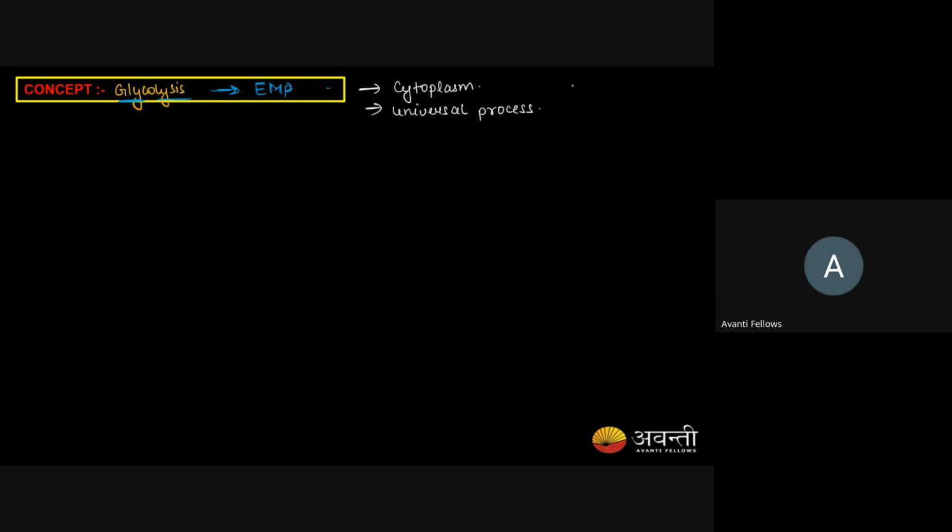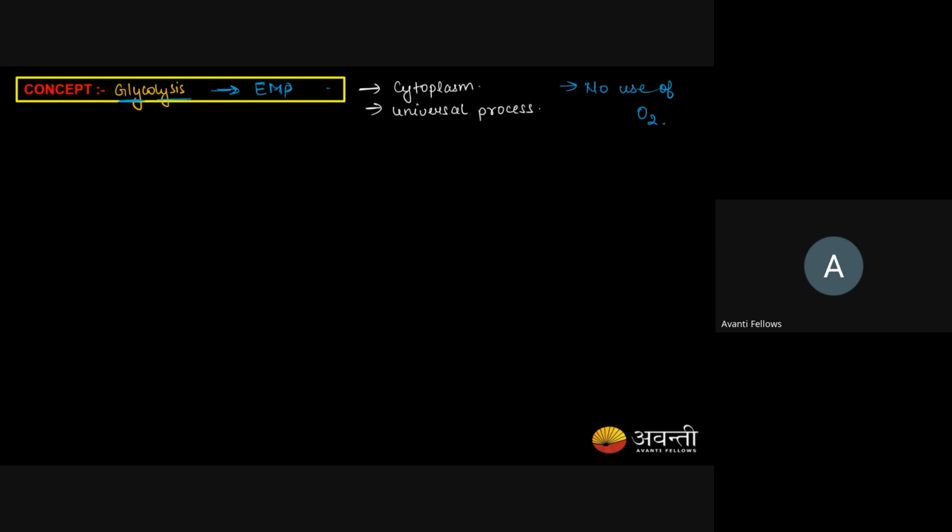There will be no use of glucose. If there is no use of glucose, then there will be no anaerobic or aerobic type of organism. In anaerobic also, glycolysis will happen. Right or not? So let's start with the proper cycle.